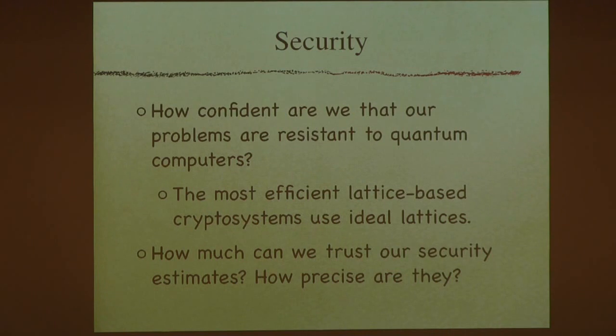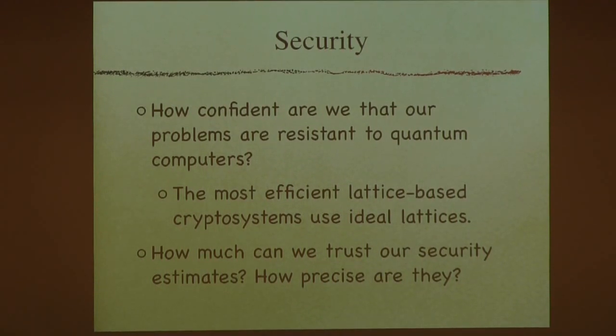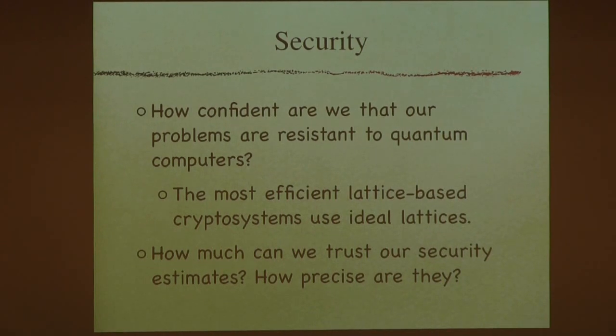And that brings us to a difficult question. How confident are we that our problems are resistant to quantum computers? This question is for lattice problems, but also for other post-quantum proposals. If you look at the most efficient lattice-based proposals, they all use ideal lattices to make the scheme more efficient. That comes at a cost. The security assumption is different. It's a natural question, but still, it's a stronger assumption. How much can we trust our security estimates in this case? This is really a difficult question. And how precise are they? Again, I told you there are very few people that work in both quantum algorithms and these lattice algorithms. If you restrict now to ideal lattices, it's an even smaller quantity.